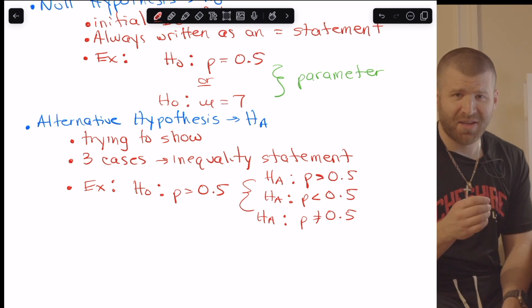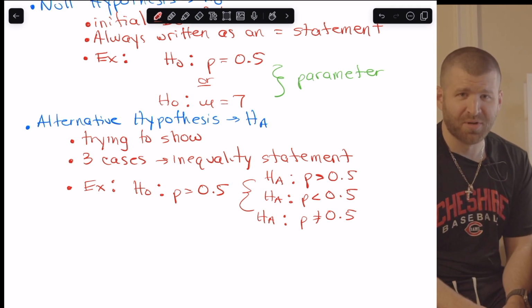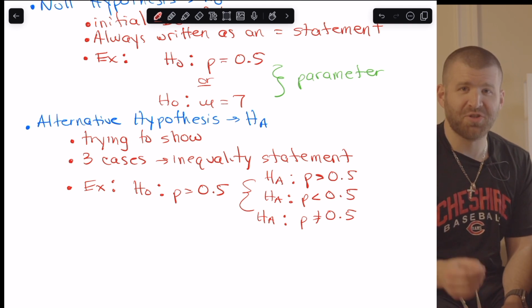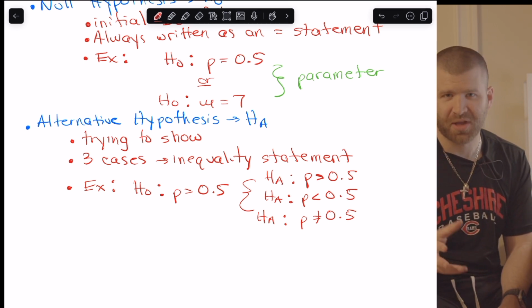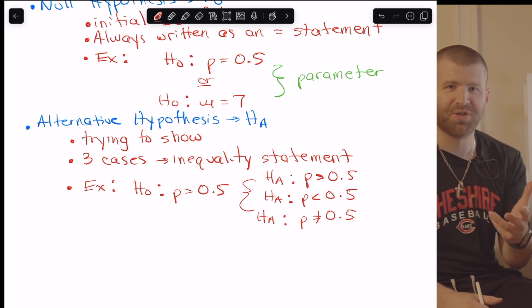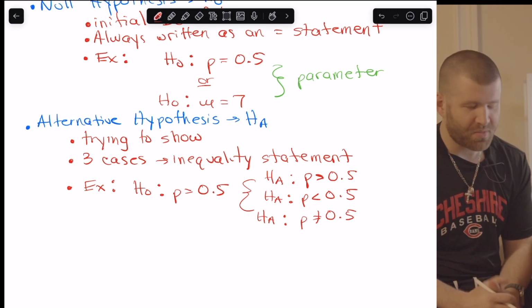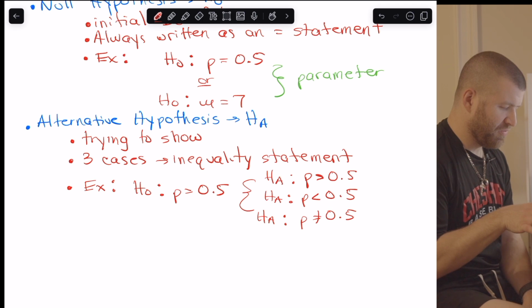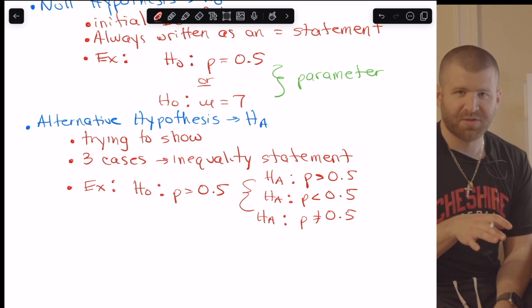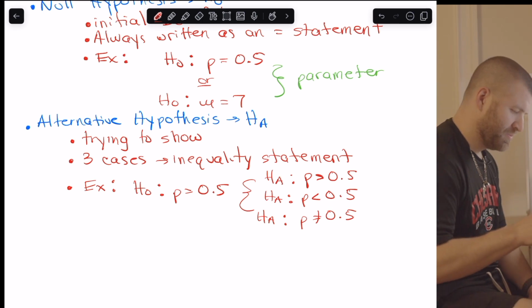And again, it will come straight out of the problem what you're looking for. It will say that you think the true proportion is more than, or you think the true proportion is less than. So this stuff will be very, very obvious from the problem.